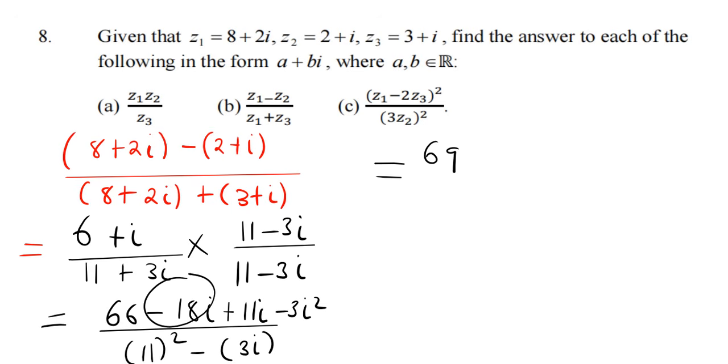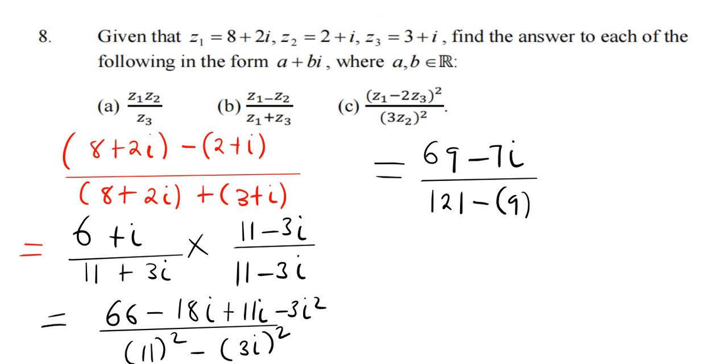Then here we've got negative 18i and 11i. Because the signs are different, we're going to subtract. We're going to have negative 7i over, now 11 squared is 121, then minus, okay, I forgot, here it's also squared, so that would be 3 squared is 9, then i squared is a negative 1. That negative 1 is going to multiply with this negative to give us a positive there.